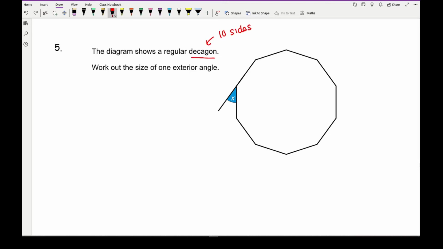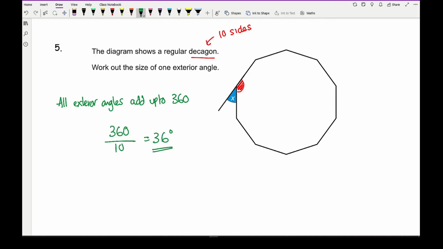So what I could do is either work out what an interior angle is going to be, or I could remember that all exterior angles add up to 360 degrees. So here if I do 360 divided by 10, because I've got 10 exterior angles, that's going to give me an answer of 36 degrees, and there is my final answer.